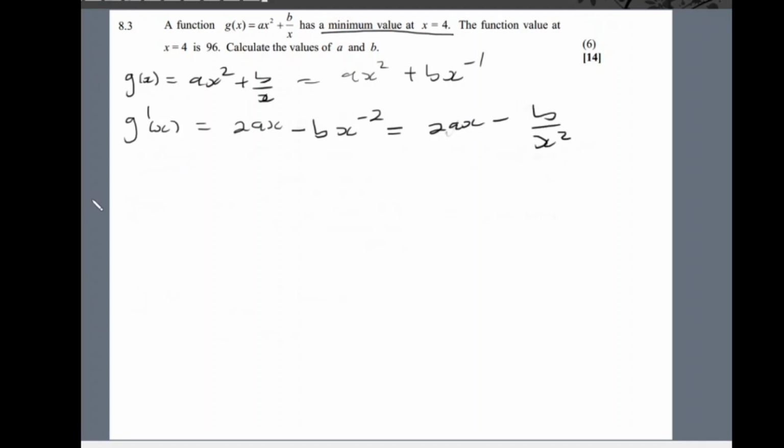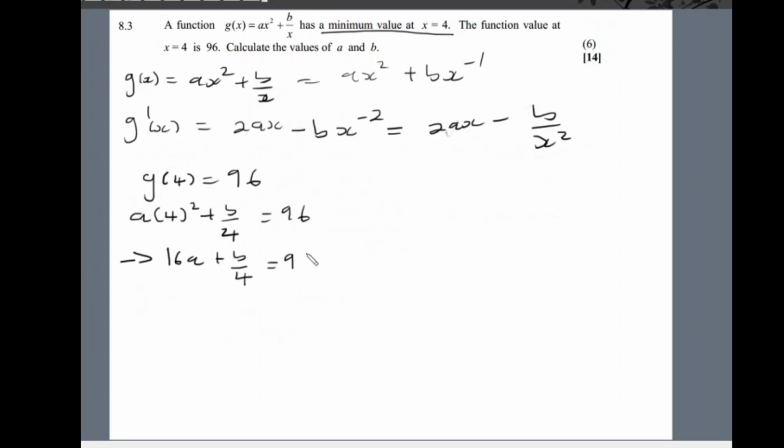Okay, and now I can go ahead and use the given information. I'll substitute g of 4, which I know is 96. If I substitute 4 wherever I see x, I'll have a times 4 squared plus b over 4 equals 96, and then I will simplify. I'll have 16a plus b over 4 is equal to 96, right? I'll call this my equation 1.